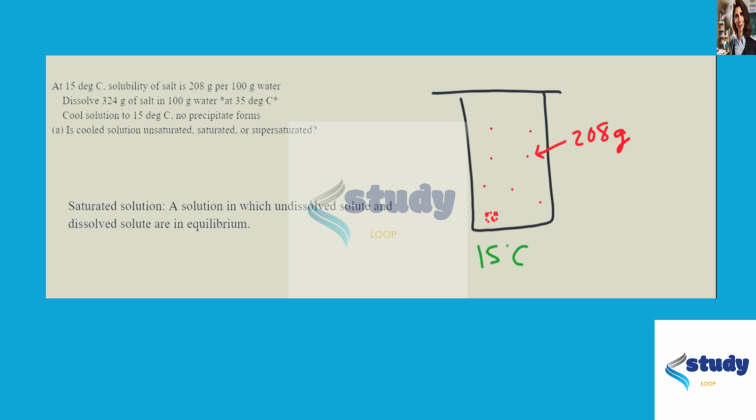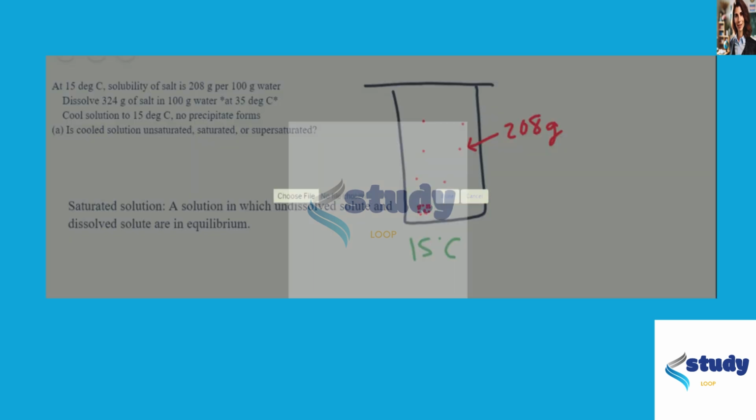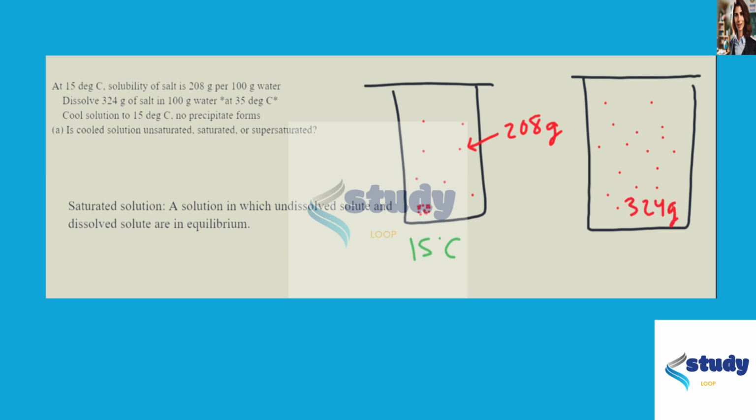And what they're saying is that we made a solution at 35 degrees. And at 35 degrees, we're able to dissolve more than this 208. We're able to dissolve up to 324. So they have a lot more solute. There's no precipitate, and this contains 324 grams. And that's possible because we're at this higher temperature of 35 degrees C.